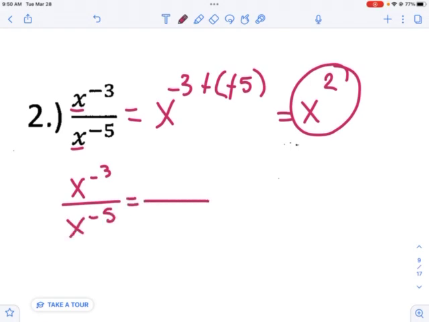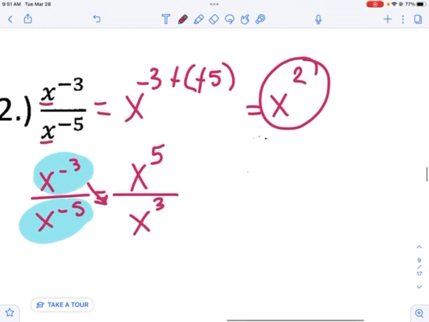The negative exponent rule says that the base that the negative exponent is applied to moves opposite. In this case, x to the negative third should go downstairs and be written as x to the third. X to the negative fifth, right? Moving downstairs to upstairs, x to the fifth.